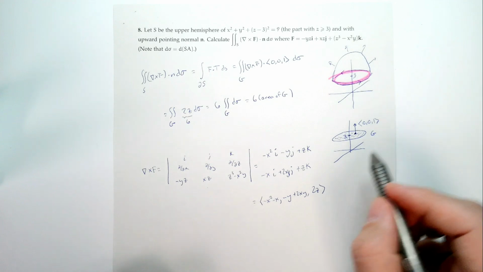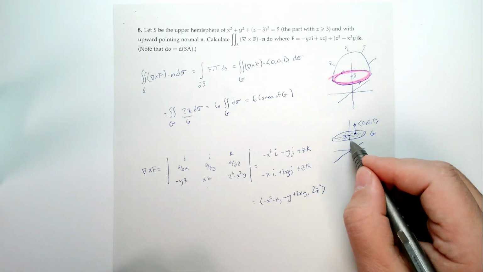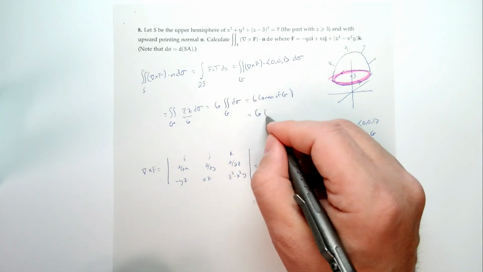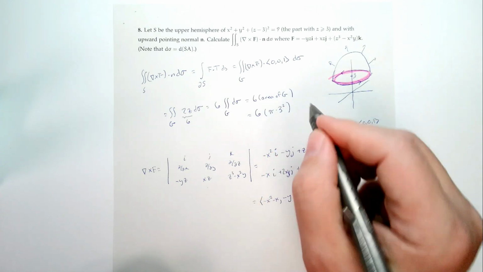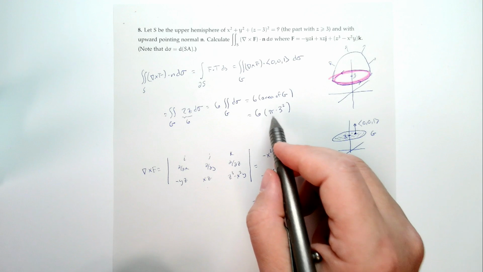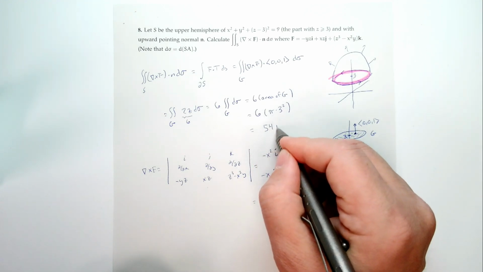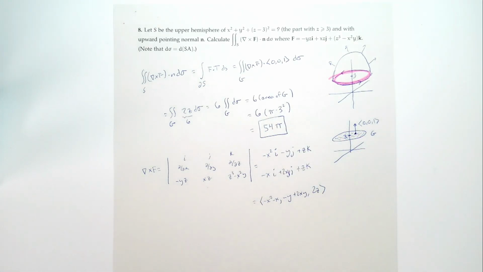Well, what is G? It's a disk, a circle of radius 3. So the area of a circle of radius 3 would be pi times r squared, 3 squared. So 6 times pi times 9 leaves us with 54 pi. And that's the answer. And we're done.